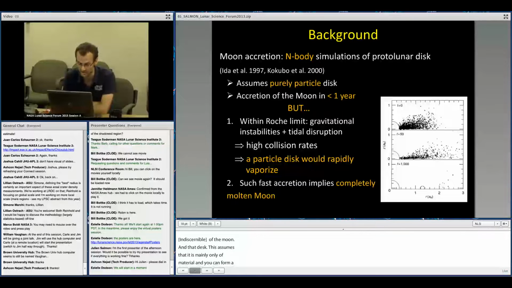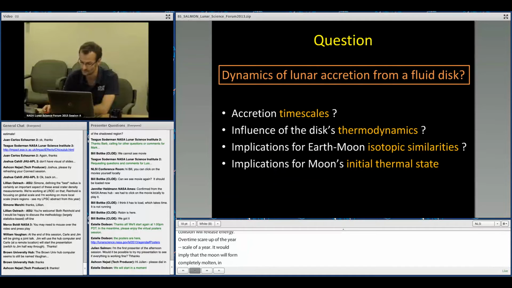However, there are several limitations to this model. First of all, within the Roche limit, you're going to have the combination of gravitational instabilities and tidal disruption that is going to lead to an increased rate of collision within the disk. And since each collision releases energy, you're going to heat up the disk so that on a timescale of a year, you would very rapidly vaporize such a disk. Also, such fast accretion of order a year would imply that the moon would form completely molten, which seems in disagreement with some geophysical arguments, for instance, the lack of global contraction on the moon.